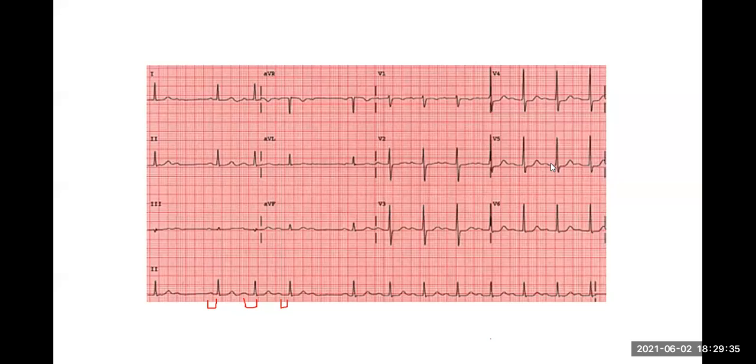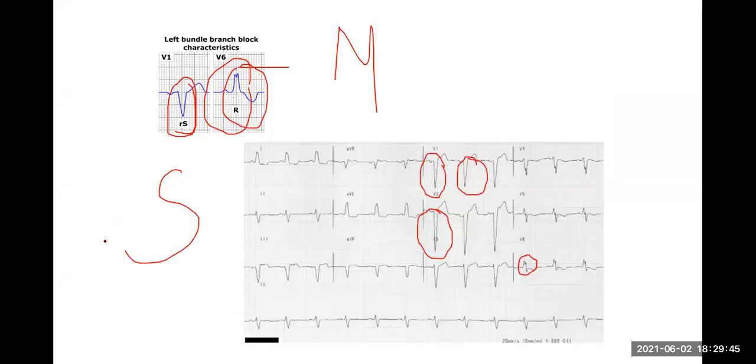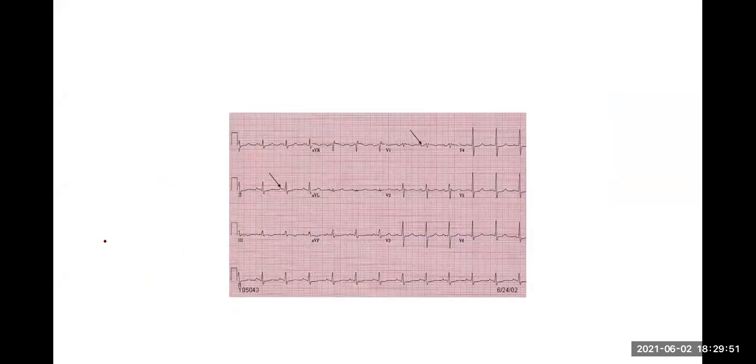Bundle branch blocks, yes, you can remember the mnemonic. You don't need to remember any other criteria for bundle branch blocks. Right. Okay. Any other questions?